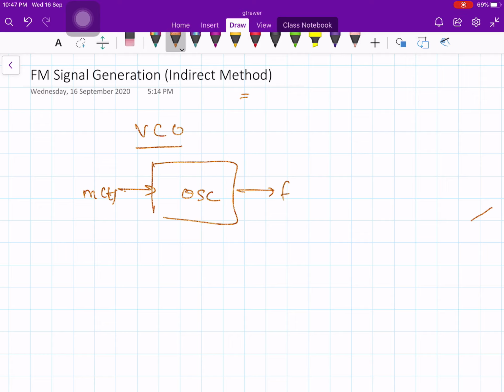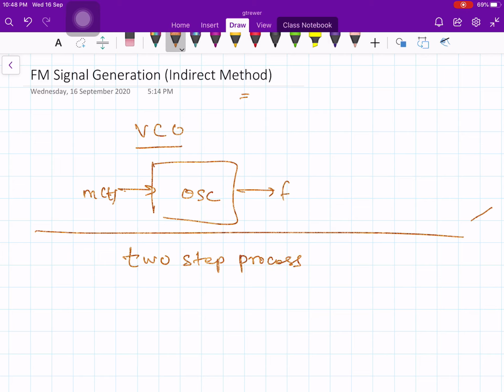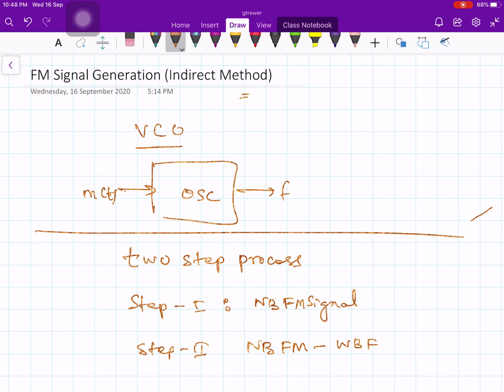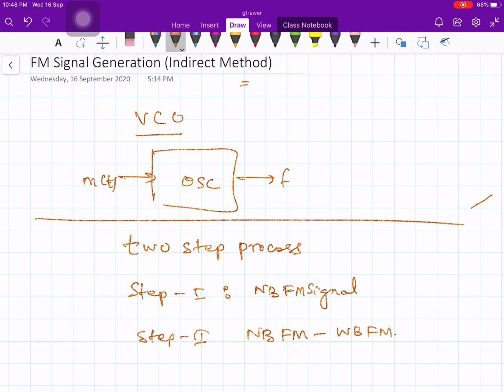So now, what is the basis of the indirect method? It is actually a two-step process. In step one, we generate a narrowband FM signal. In step 2, we convert this narrowband FM signal to a wideband FM signal. That's it. Now, let us first generate the narrowband FM signal.